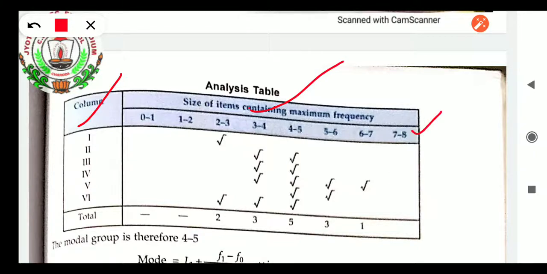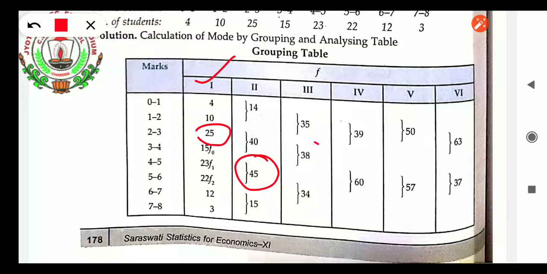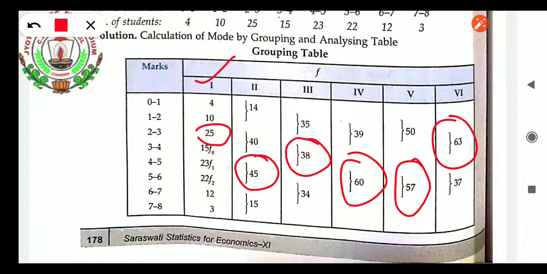Okay. Now what we have to do, as I already explained earlier. First column, the maximum frequency. Here I will be helping you. If you have drawn the analysis table in your copy, first column maximum frequency is 25. Okay. Next column maximum frequency is 45. Third column it is 38. And the fourth column 60. Fifth column 57. And the sixth column 63.